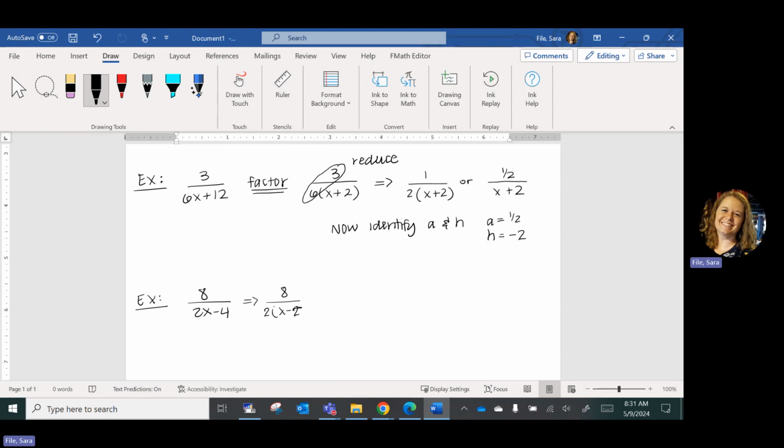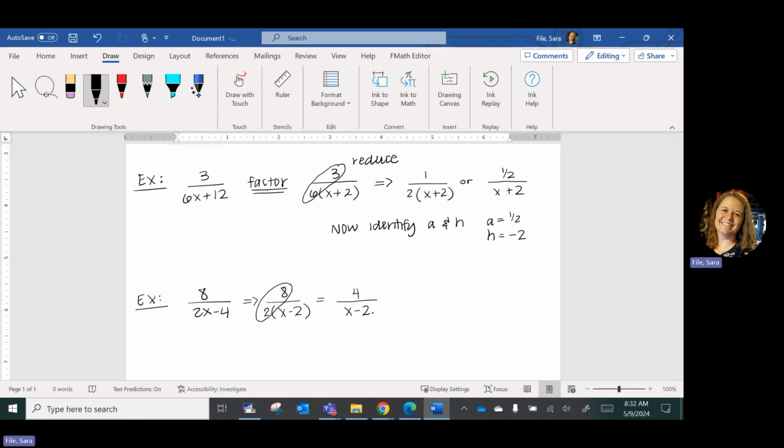So if I factor out a 2, that's going to leave me with x minus 2, won't it? Now, can I reduce this? What's 8 over 2? Okay, so that's just a 4, nothing in the denominator. So now I actually don't even need the parentheses since there's nothing in the denominator with it.